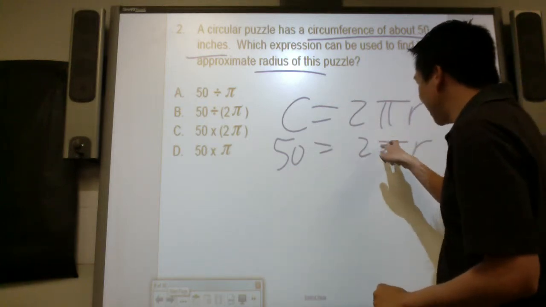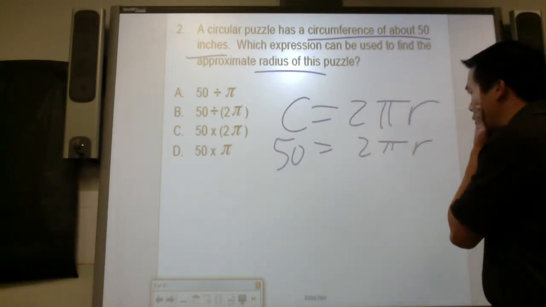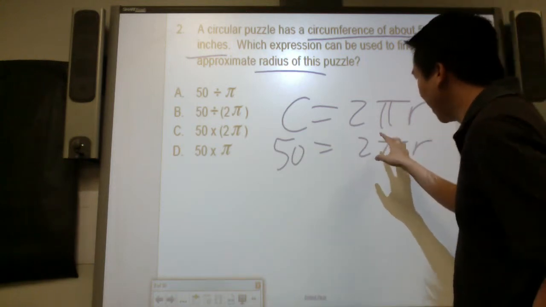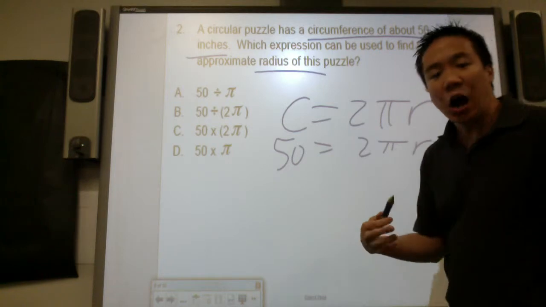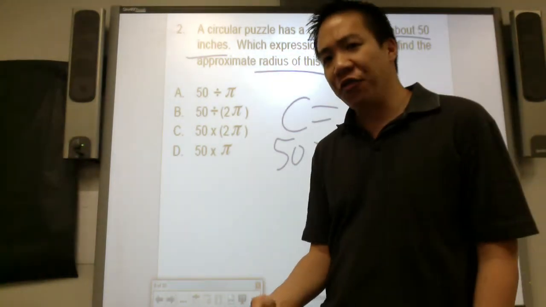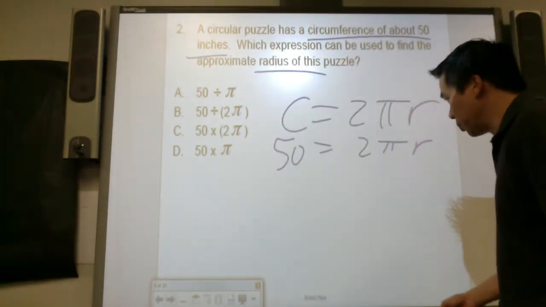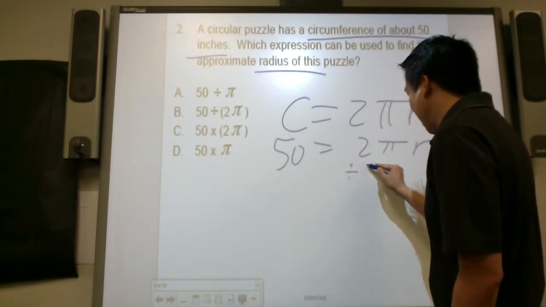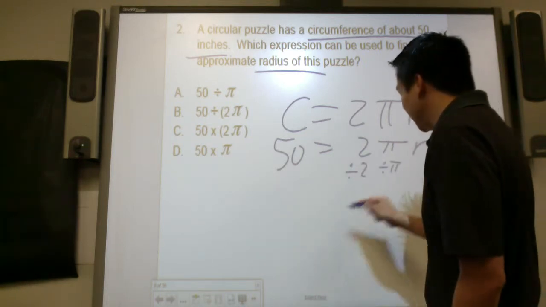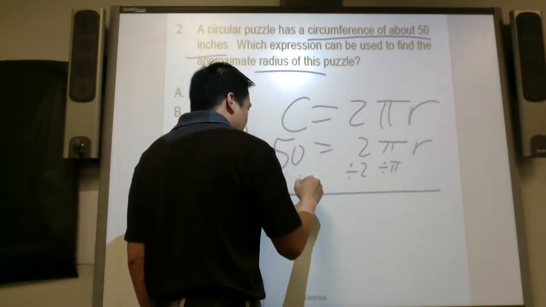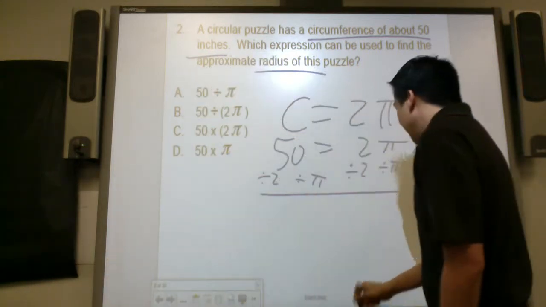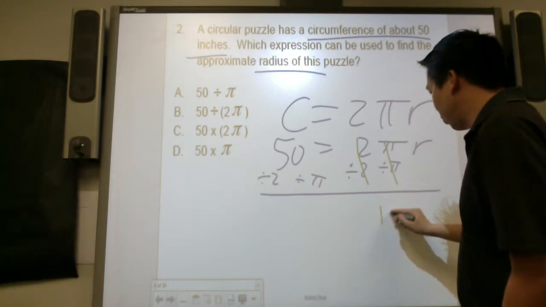I need to get rid of these two. I need to get rid of the coefficient. I need to get rid of this variable pi. So I need to move it. Remember, this is multiply. What operation is the inverse or opposite of multiply? Divide. So divide by 2, divide by pi. I must do it on this side. Divide by 2, divide by pi. This cancels, what I've left is radius.